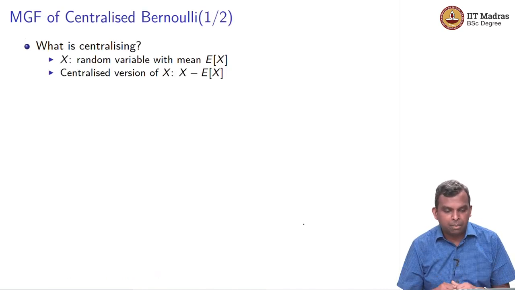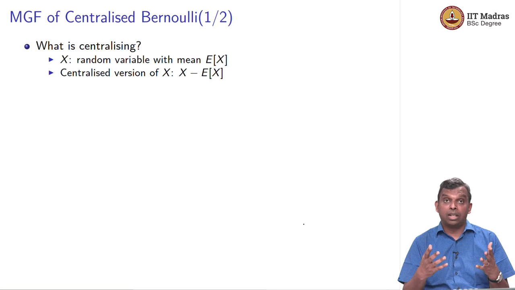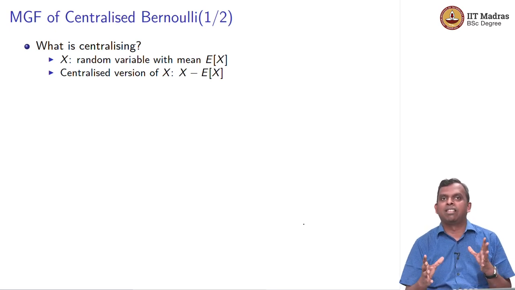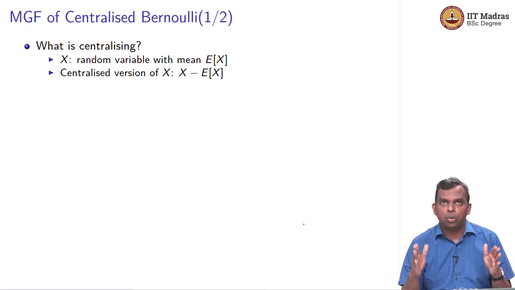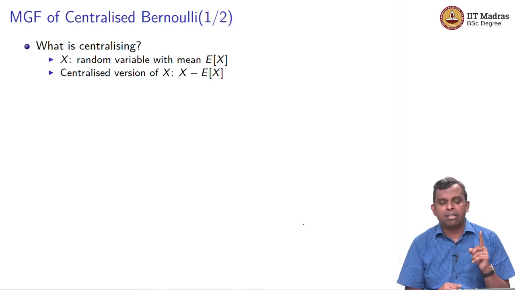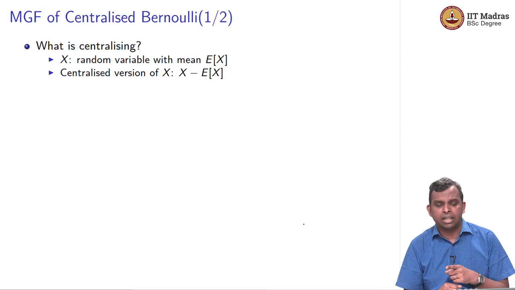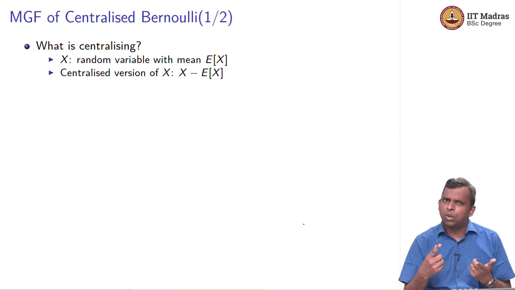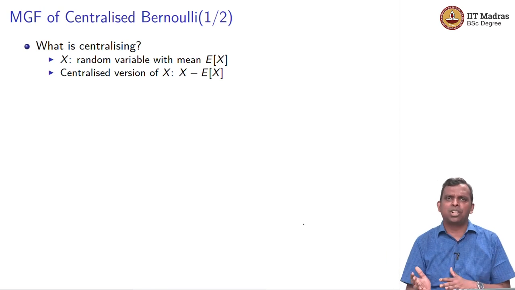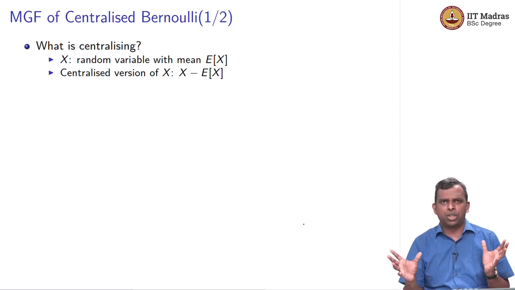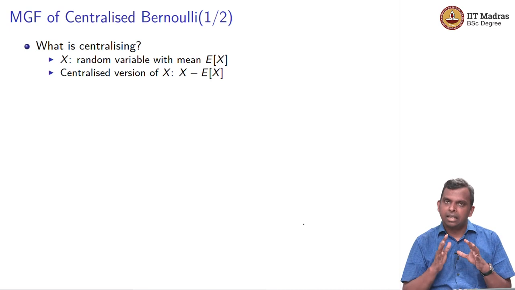So let me begin with an example. We saw the MGF and the bound and everything that's coming. Let's see an example to make our ideas clear. First is this centralizing. Supposing you have a random variable x with some mean E of x, how do I make the mean 0? So instead of x, you consider x minus E of x. It's just a translated version of x. It has most of the distribution properties intact. So you translate and you get a mean 0.